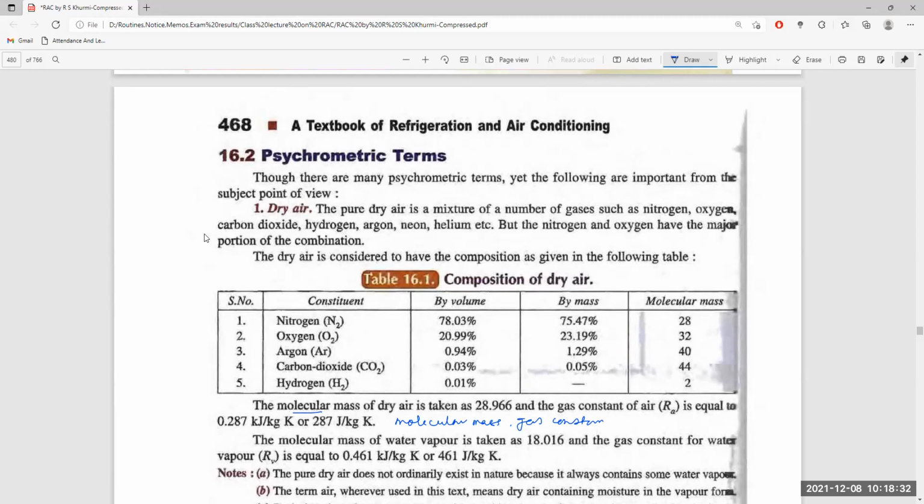The molecular mass of water vapor is taken as 18.016, and the gas constant for water vapor is 0.461 kilojoule per kg Kelvin, or 461 joule per kg degree Kelvin.